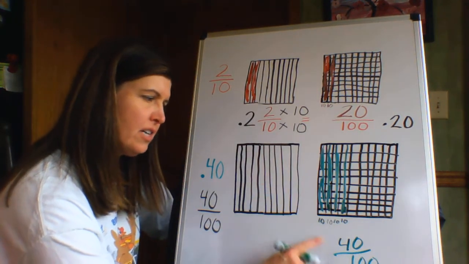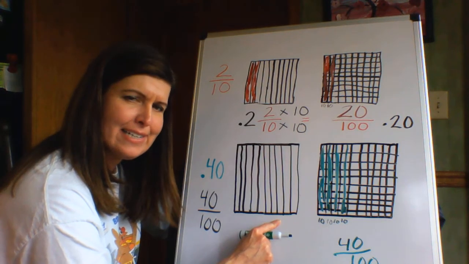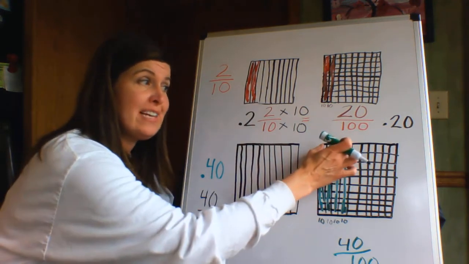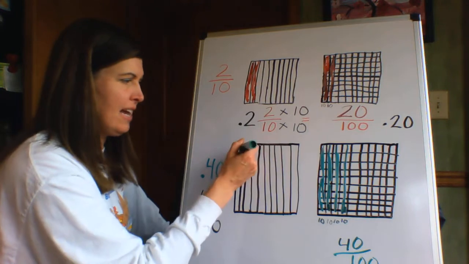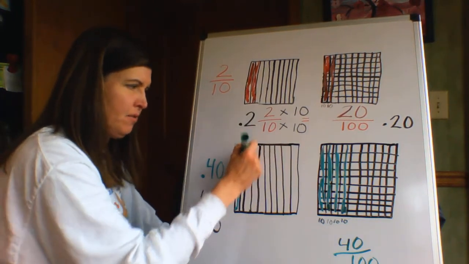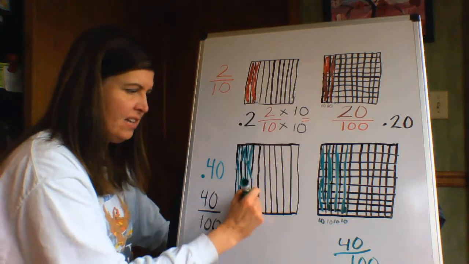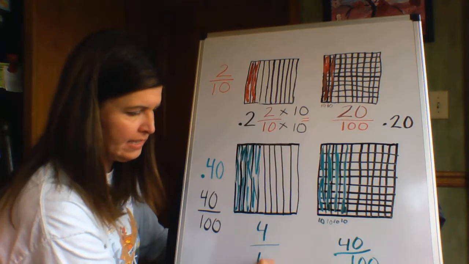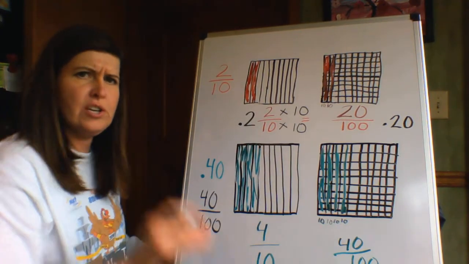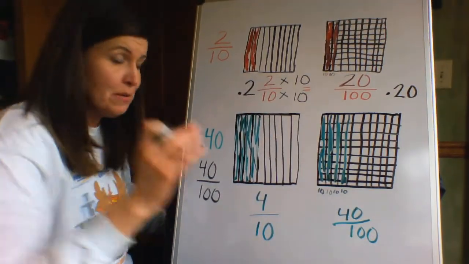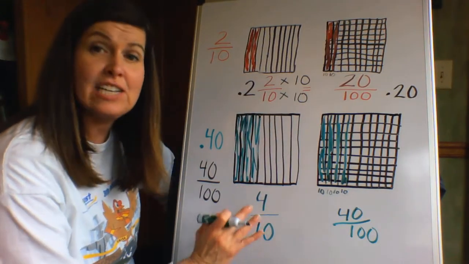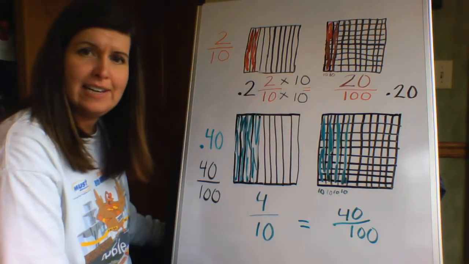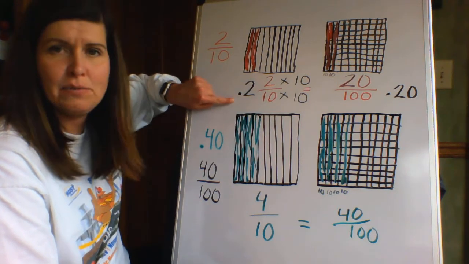How could I show 40 hundredths here on my tenths model? What I could do is what I did before, which was color in the exact same amount. So let's color in the exact same amount. And that tells me that was 4 out of 10 pieces. So, moving this down a little bit so you can see these numbers, 4 tenths is equivalent or equal to 40 hundredths. Guess what? We did exactly like we did up here.